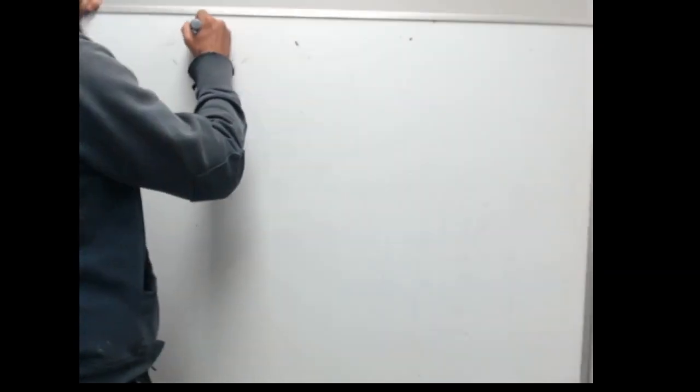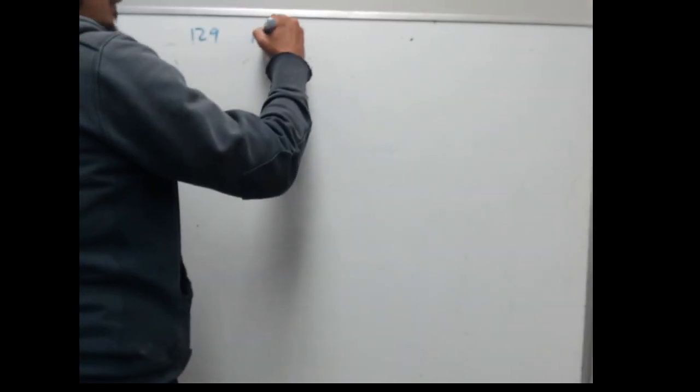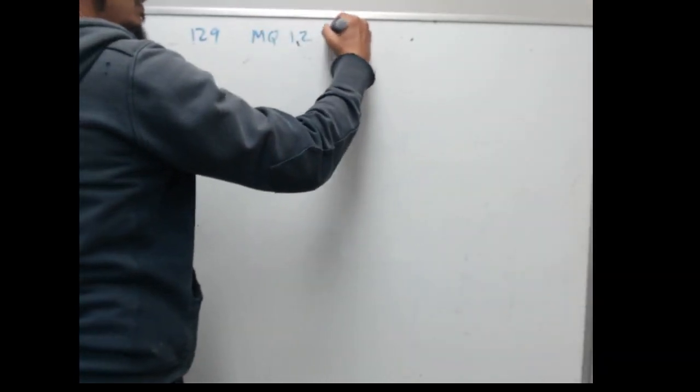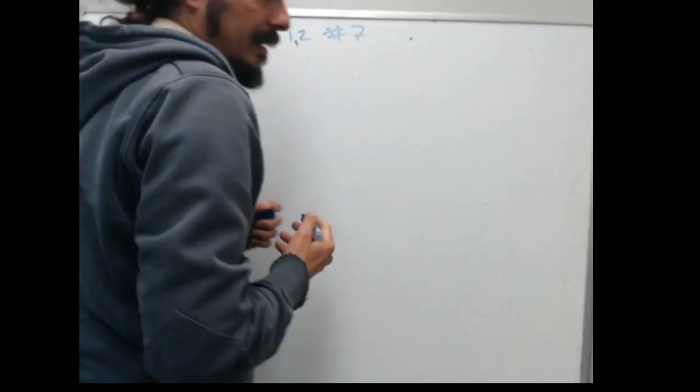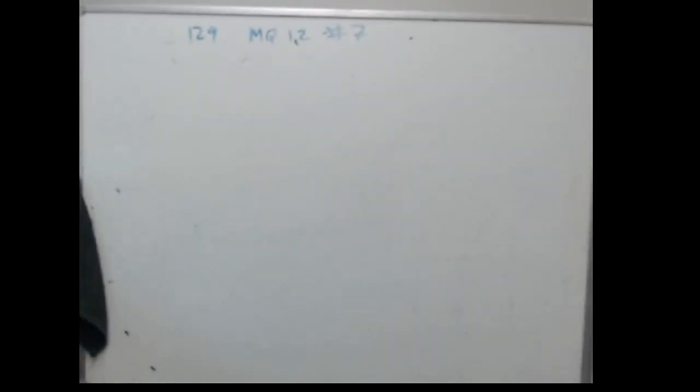We're now going to switch over to number 7. So this is 129, MQ 1.2, number 7. I'm also going to change my blue ink because this pen is dying. So the problem says silver nitrate is slowly added to a solution that's got some concentration of chloride ions and some concentration of bromine ions.